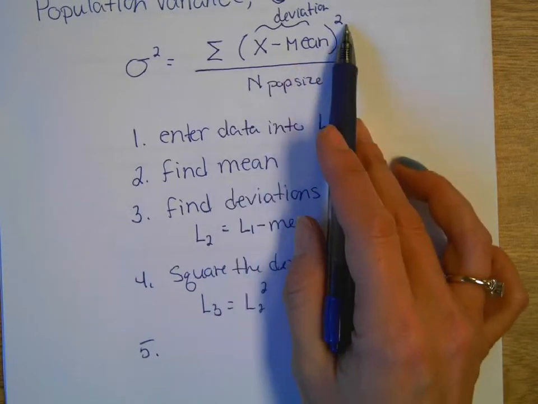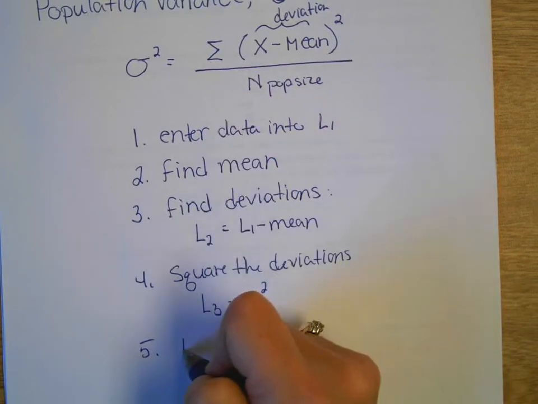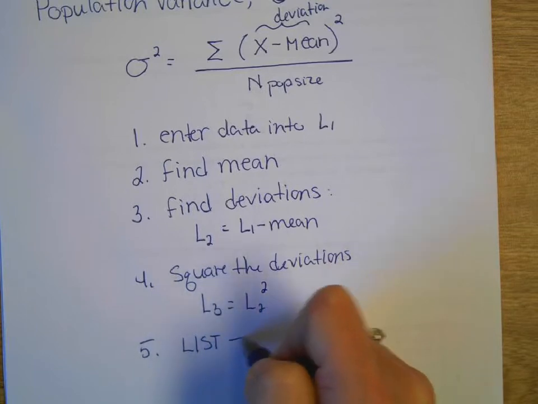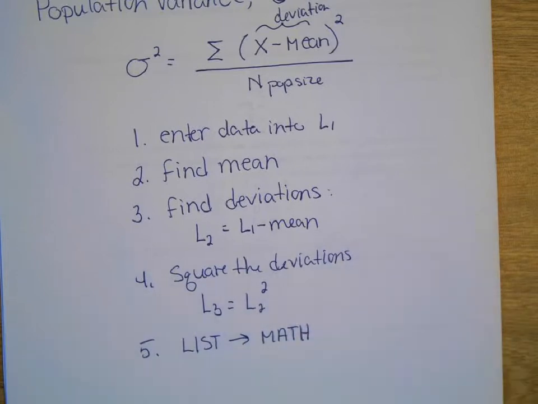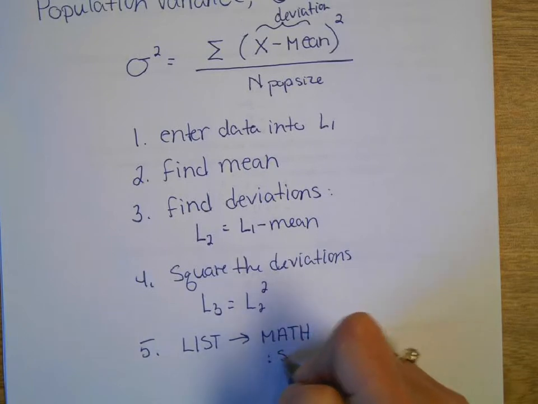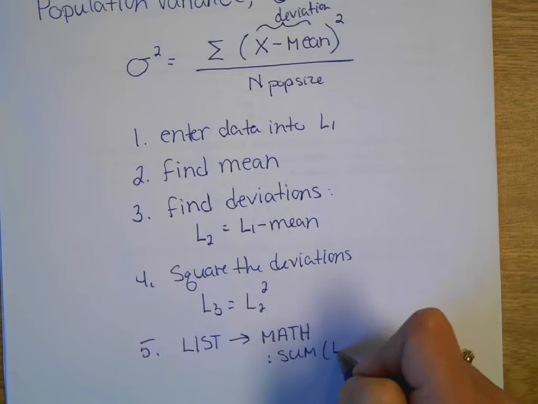So what do we do with all of our squares? We want to add them up. So this is where we're going to go back to list, over to math. So quit, get out of list 3, go into list, which is above stat, over to math. Which one's going to help you out there? The sum. What do you want to sum up? Everything in L3.